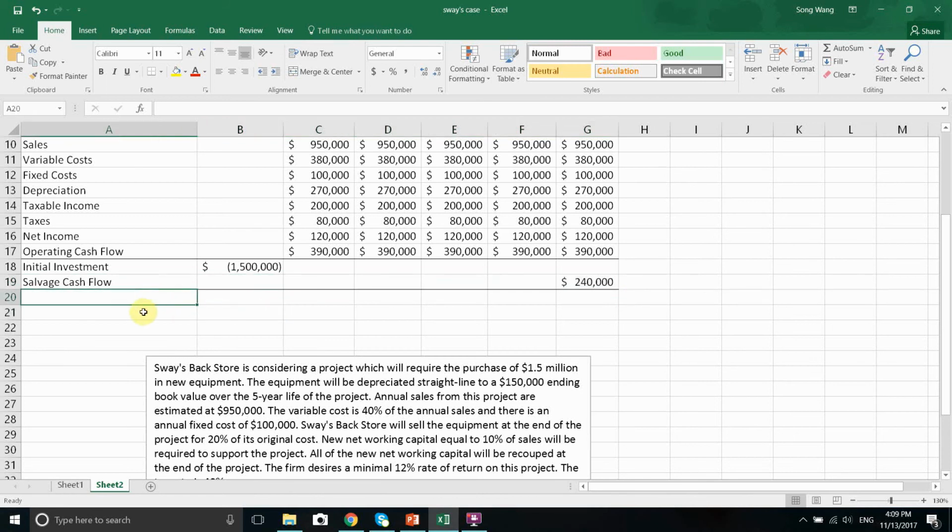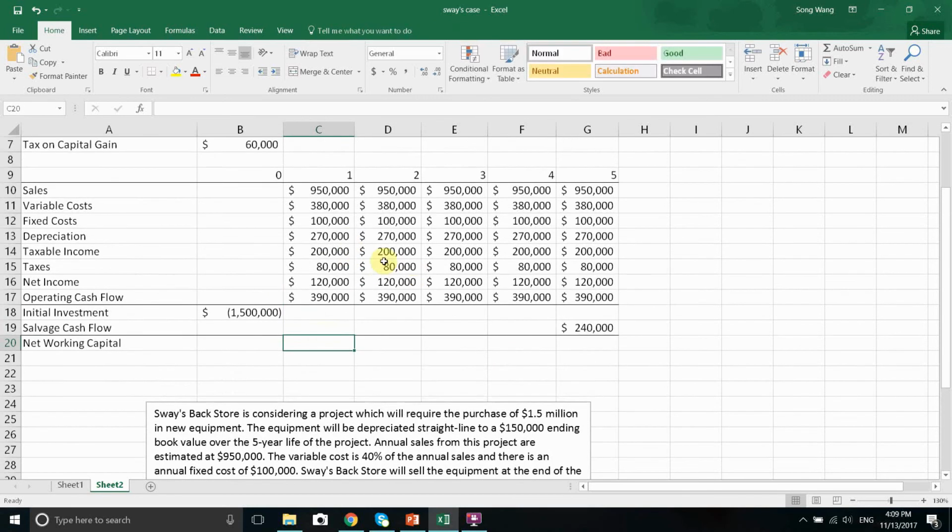If you want to know the change of net working capital, the first thing you need to know is the net working capital at the end of each year. You see, in the context, it says that your net working capital equals 10% of the sales, and it is required to support the project. For example, if they want to sell the products in the next year, they have to have sufficient inventory at the beginning of the year in order to keep the business running, right?